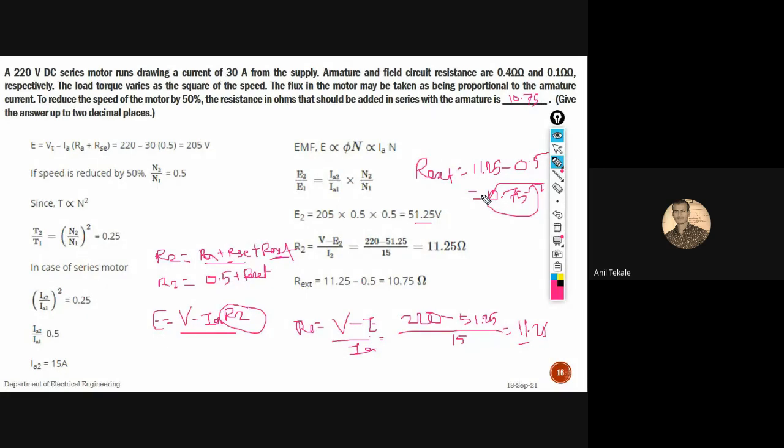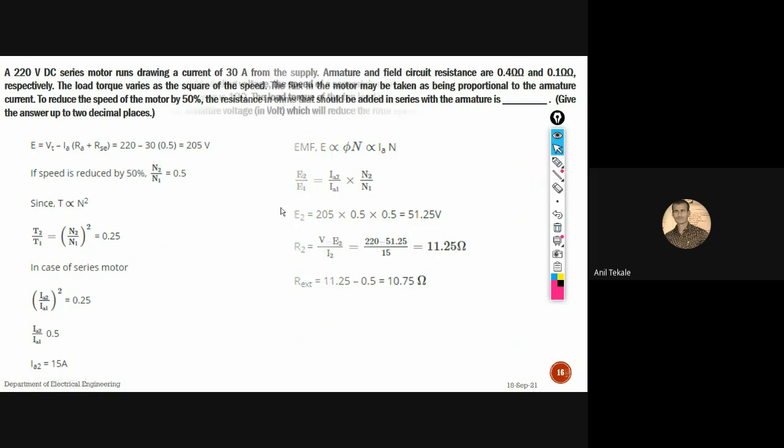Any doubts? No. Okay, fine. So this is all about these numericals.